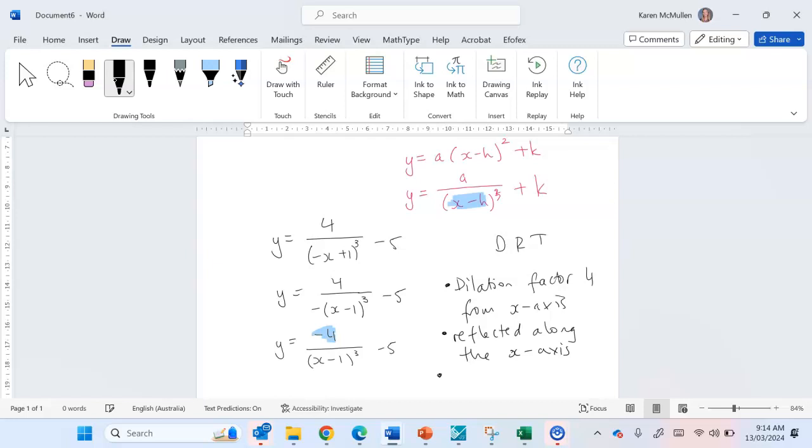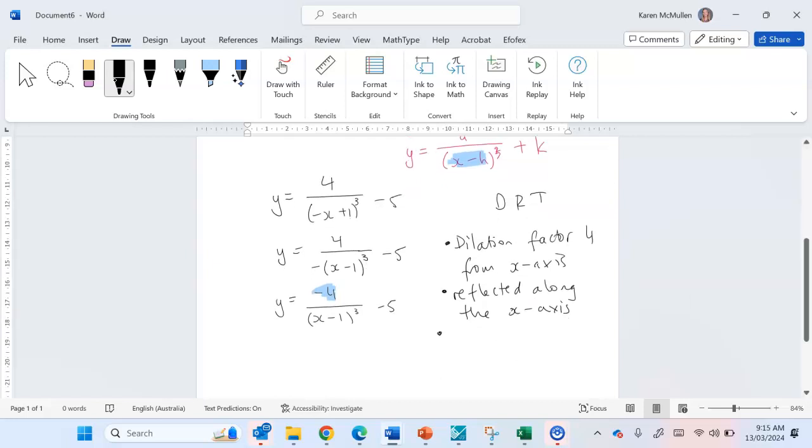And then last, oh, no, we've got 2 translations. So it doesn't matter what order you do the translations in. It's been translated down 5 and to the right 1.